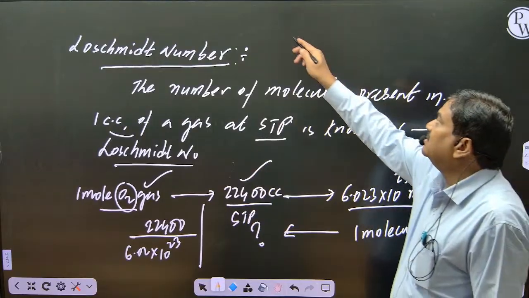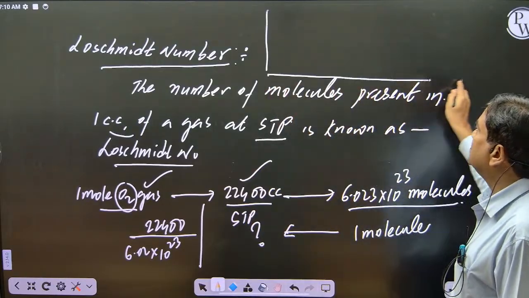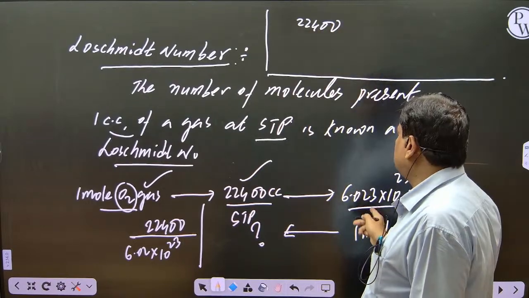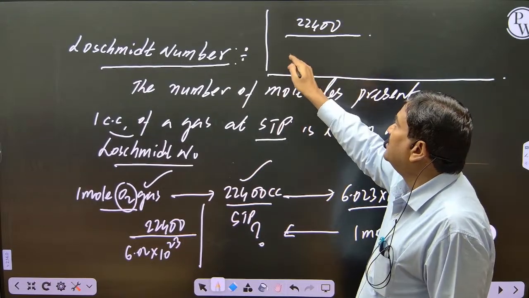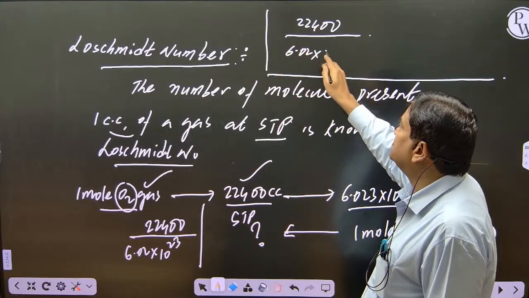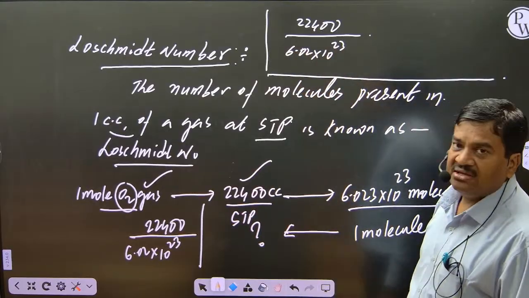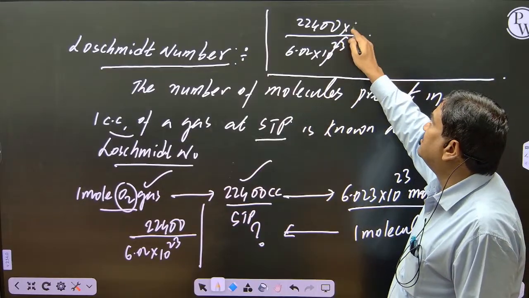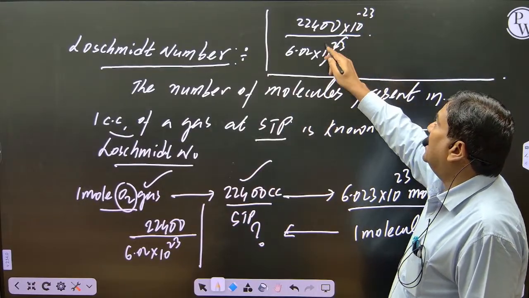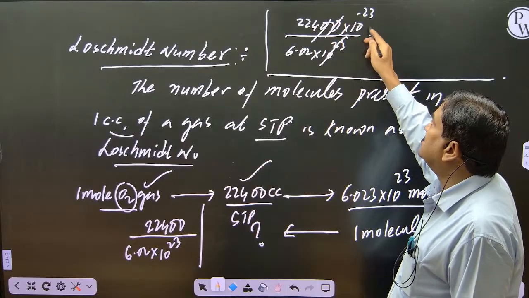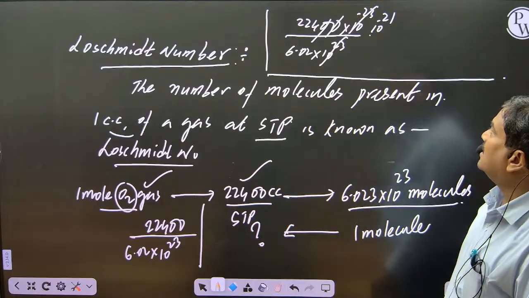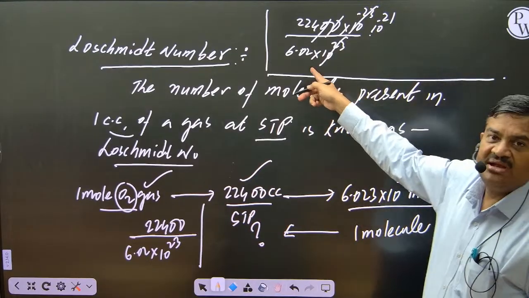Now I write it on the top. This 22,400 volume divided by Avogadro number. The value of Avogadro is 6.02 into 10 power 23. Now the 23 you bring to the numerator, this becomes 10 power minus 23. And removing these two zeros, that comes 10 power minus 21. Correct? And this you take approximately 6.